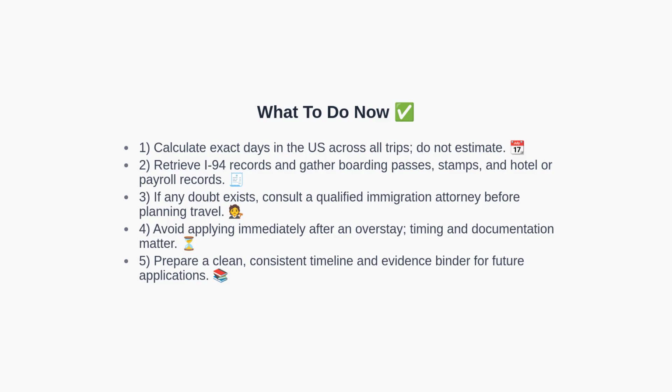First, compute the exact number of days you were present in the United States for all relevant trips. Do not estimate. Use calendars and documents. Second, retrieve I-94 records and collect evidence such as boarding passes, entry and exit stamps, hotel invoices, pay stubs, or other corroboration. Third, if you suspect a violation, speak with a licensed immigration attorney before scheduling travel or submitting applications.